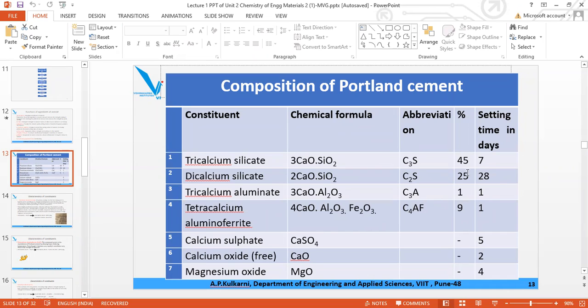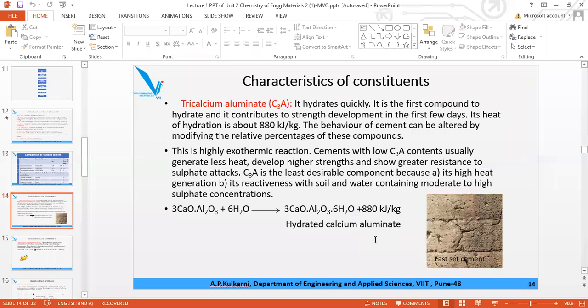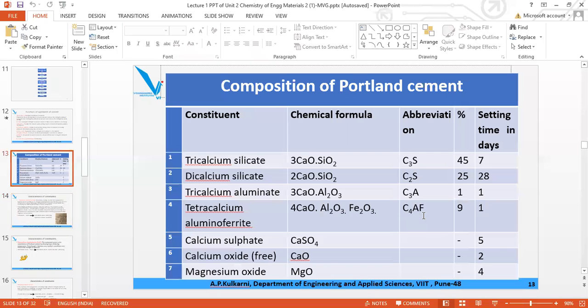What is the percentage in the Portland cement? You have to just remember the first 4: C3S, C2S, C3A, C4AF. They are 45, 25, 10, 9. Only these four are given. Remaining are in trace amounts, so they are not given. C3S, C2S, C3A, C4AF: 45, 25, 10 and 9.